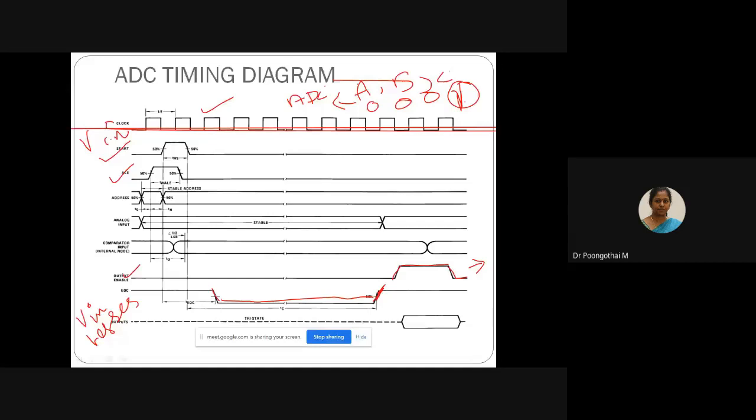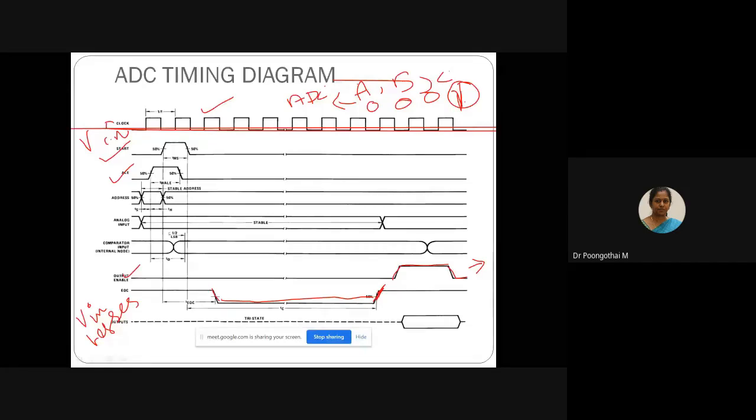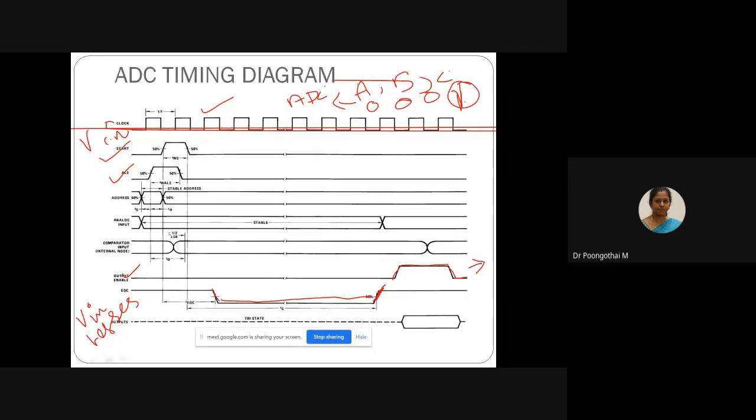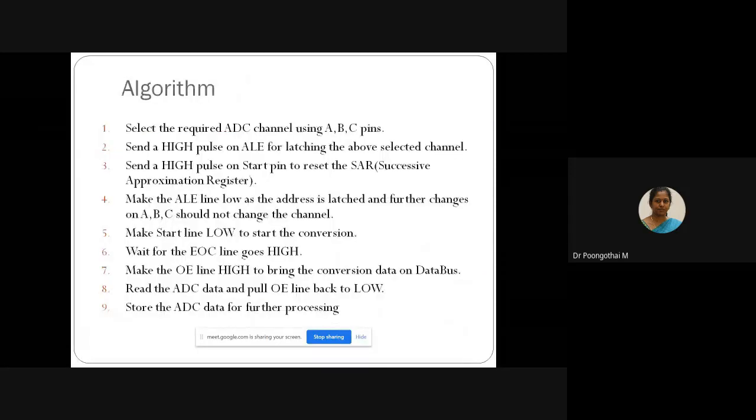First step, channel selection. Second step, ALE signal, make your ALE high and low. Next, initiate your start of conversion and monitor your end of conversion. When end of conversion becomes high, it means the conversion process is completed. After that, you have to enable the output enable pin high, then low, to read the data. These are the steps involved in your ADC programming.